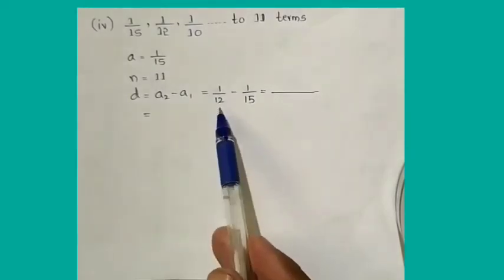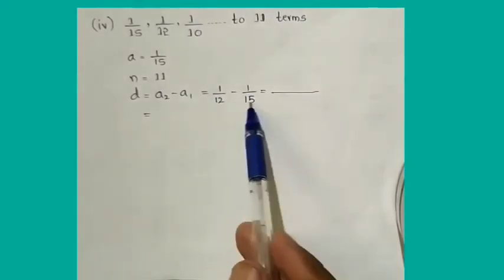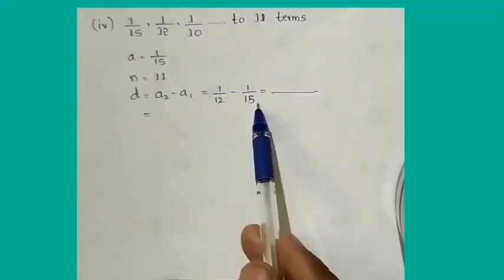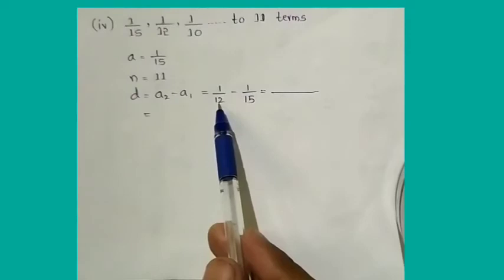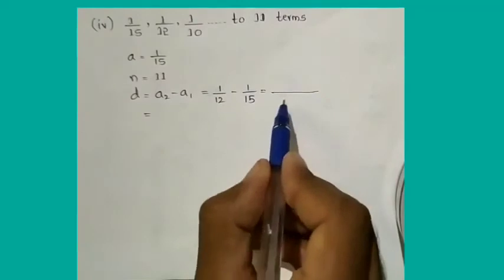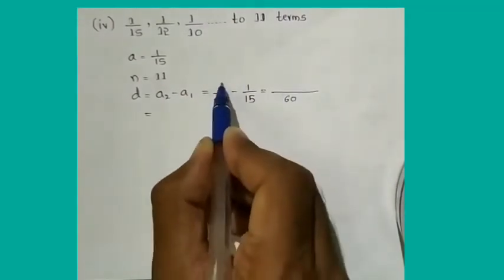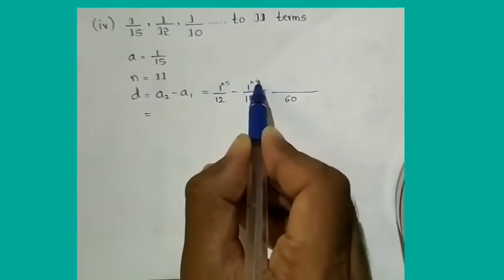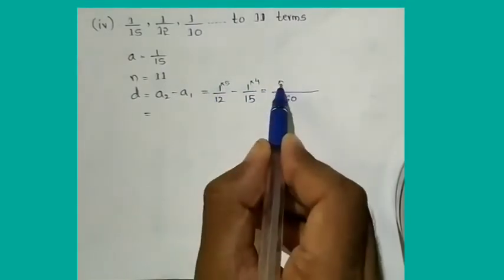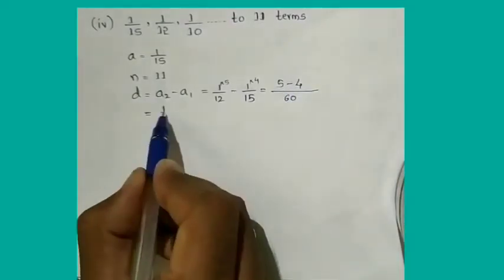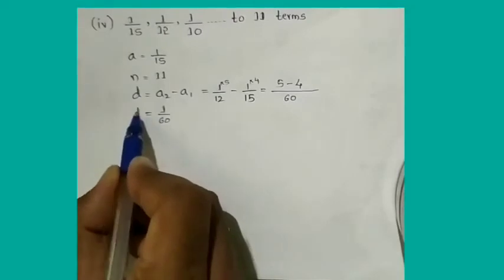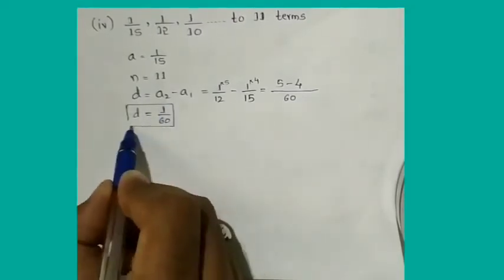So here 1 by 12 minus 1 by 15. The denominators are different, so take the LCM of 12 and 15. In the easy method, go with the table of 15. 15 4s are 60, and in the 12 table, 12 5s are 60, so 60 will be our LCM. So write it here, 60. 12 5s are 60, 15 4s are 60, so 5 minus 4, we will get 1 by 60. So d equals 1 by 60, we got here.